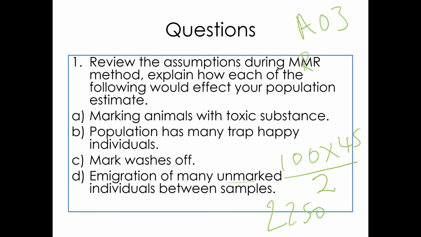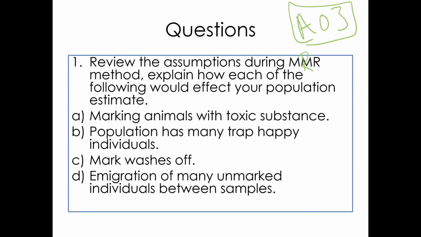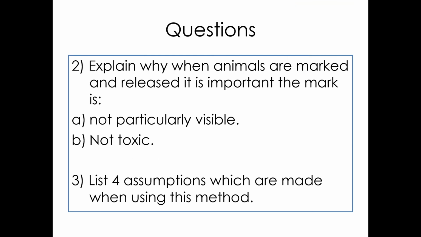So if any of the assumptions are broken, it would lead to either an under or overestimate of your population size. And what we want to be able to do in our practice now is to make sure that at AO3 you can decipher the impact yourself of different breaks to assumptions. So have a go at this one, and then we'll review this one in class.